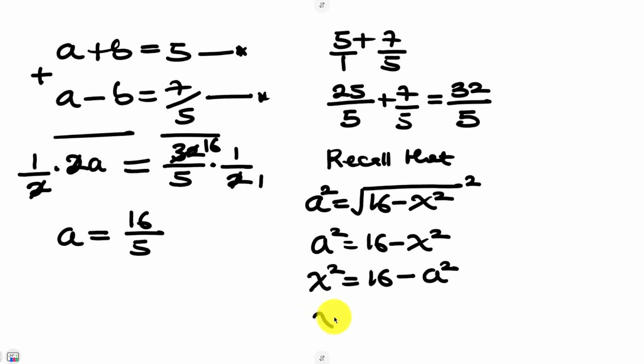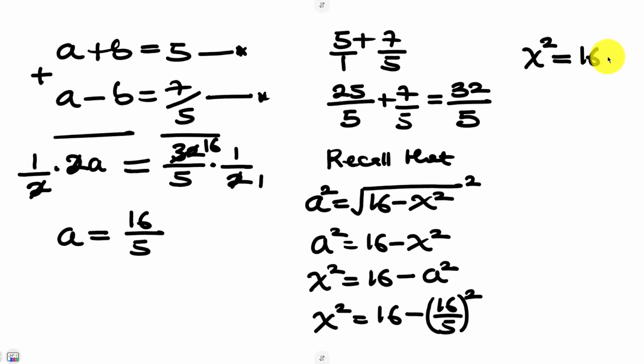So we have x squared equal to 16 minus a squared. What is a? We got a to be 16 over 5. So 16 all over 5, and it is raised to power 2. So I'm going to be raising this to power 2. So simplifying further, we have x squared equal to 16 minus. Now, 16 squared is 256 all over 5 squared is 25.